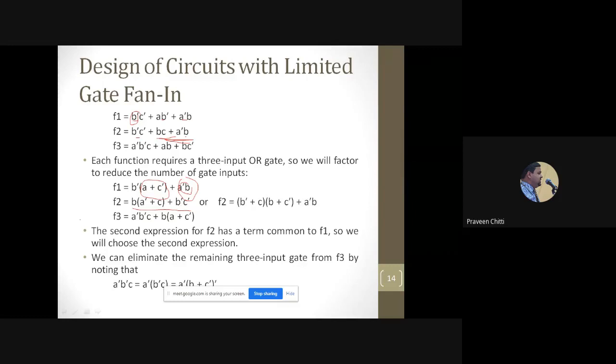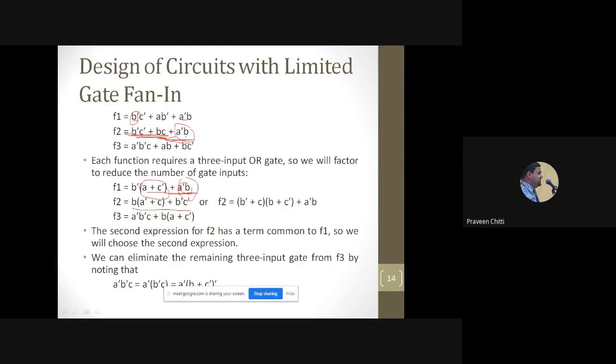You can see here in the first equation we have the term A plus C bar or A bar B. So try to get either this term or this term in the second also. So what we can do is we have a term here B bar C bar plus BC. Since A bar B is there in the first equation, in the second, I want to retain that as it is.